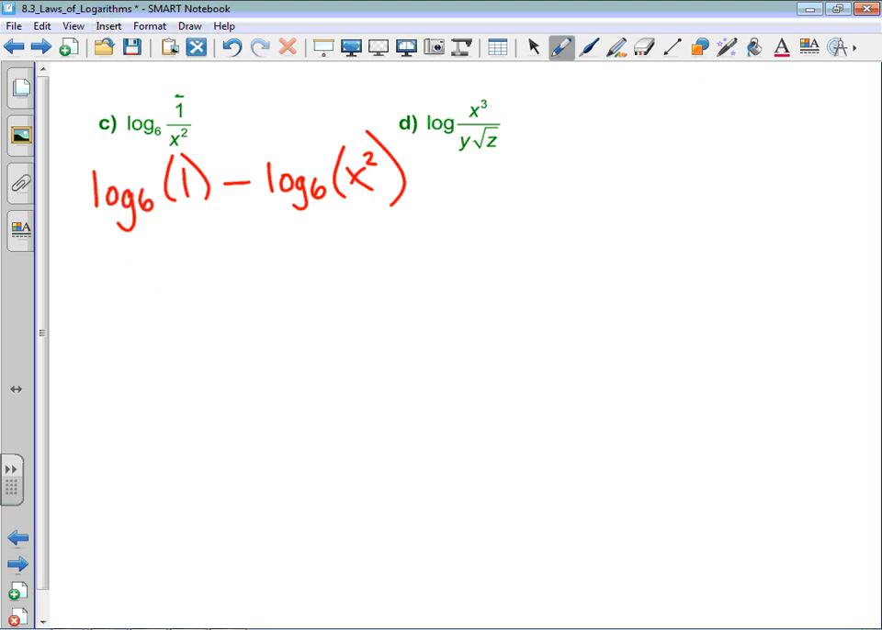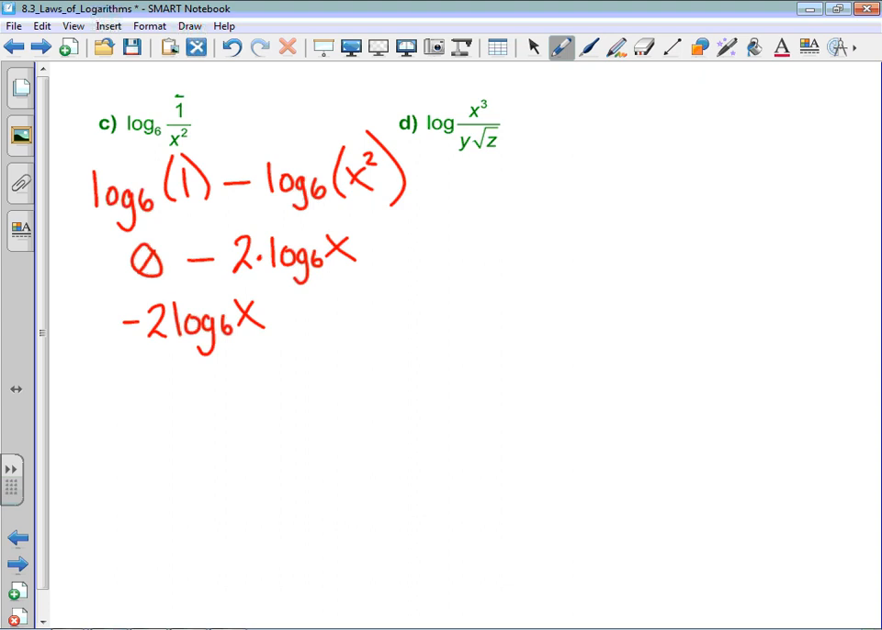All right, log base 6 of 1 is 0. Log base 6 of x squared can be written as 2 times log base 6 of x, so that is negative 2 log base 6 of x. That's the typical way, I would say.